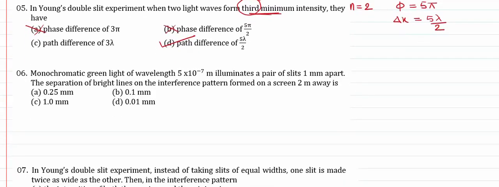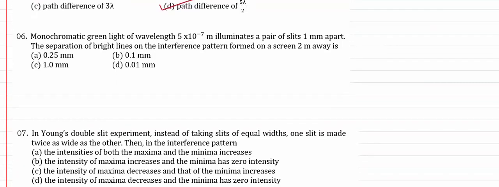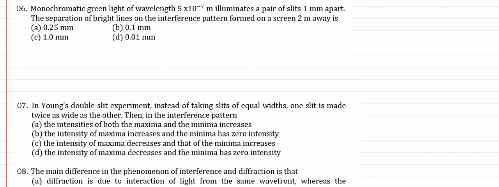Monochromatic green light of wavelength 5 into 10 raised to minus 7 meters illuminates a pair of slits 1 mm apart. So the wavelength is given, and the distance between the slits is given. The separation of bright lines on the interference pattern formed on a screen 2 meters away. Separation between bright lines means indirectly he has asked you to find the fringe width.